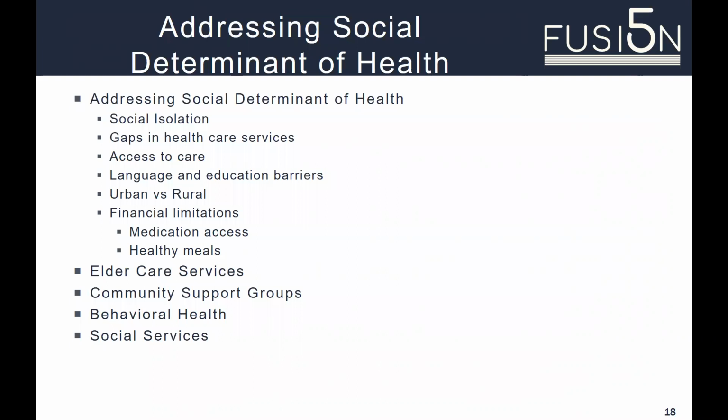And then again, financial limitations. Does a patient not have access to medication or to healthy meals that are going to help them with their recovery? So we have the staff that can help with identifying a lot of these types of special needs, and then set them up with elder care services or community support groups, maybe for depression-type issues.